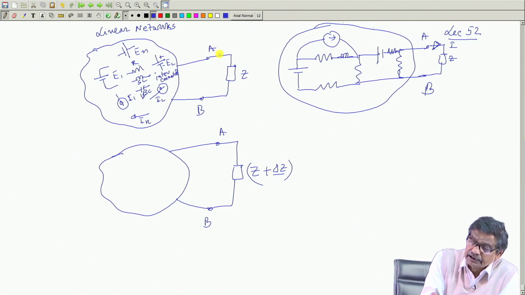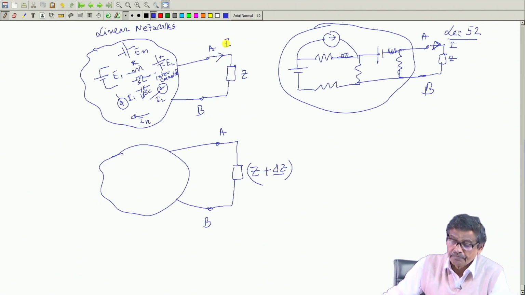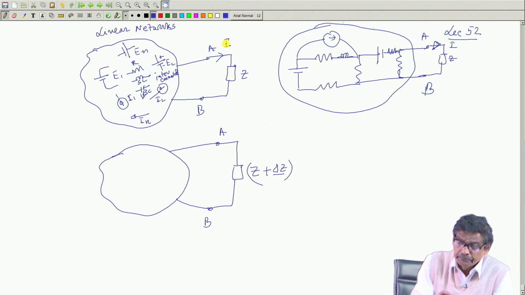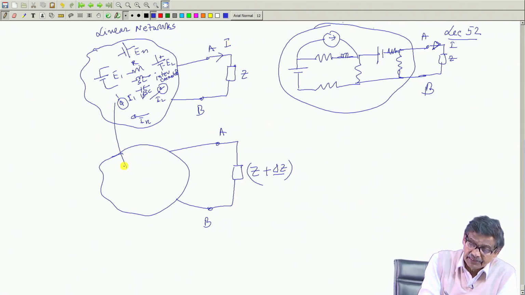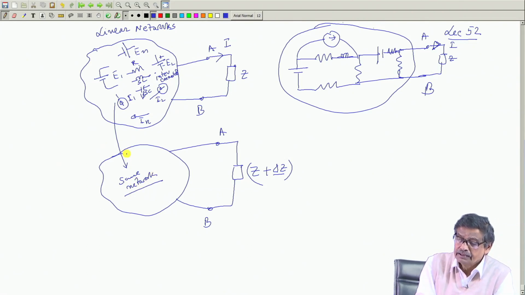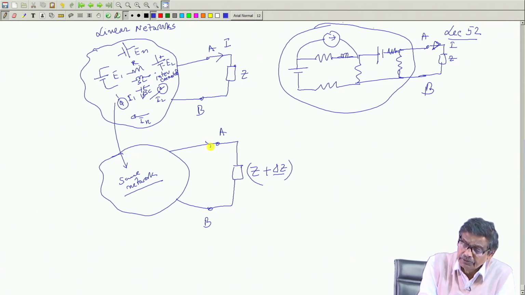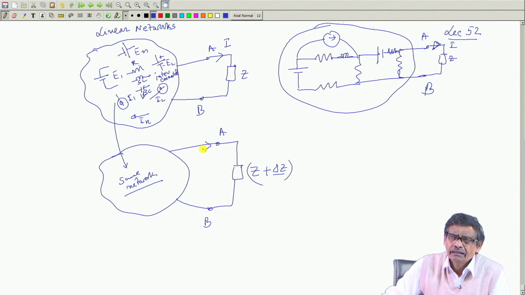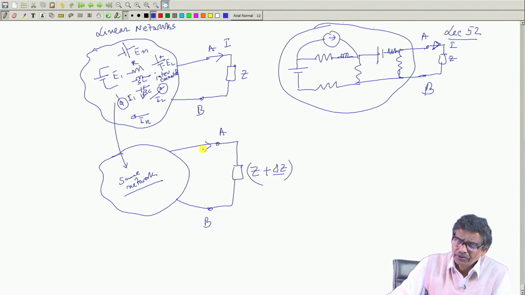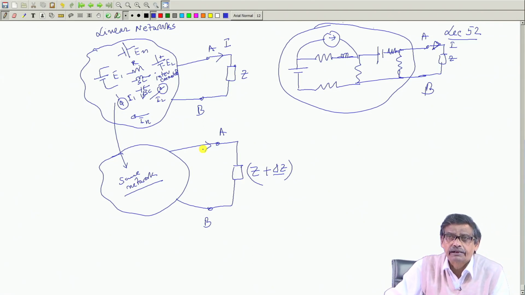Suppose in the original network, when Z was connected, the current was I. Same network, linear network, same network. I have simply varied Z to Z plus delta Z. Then I ask you what will be the new current. Now, one answer could be to once again resolve the circuit and find out the new current. That is one way of doing it.